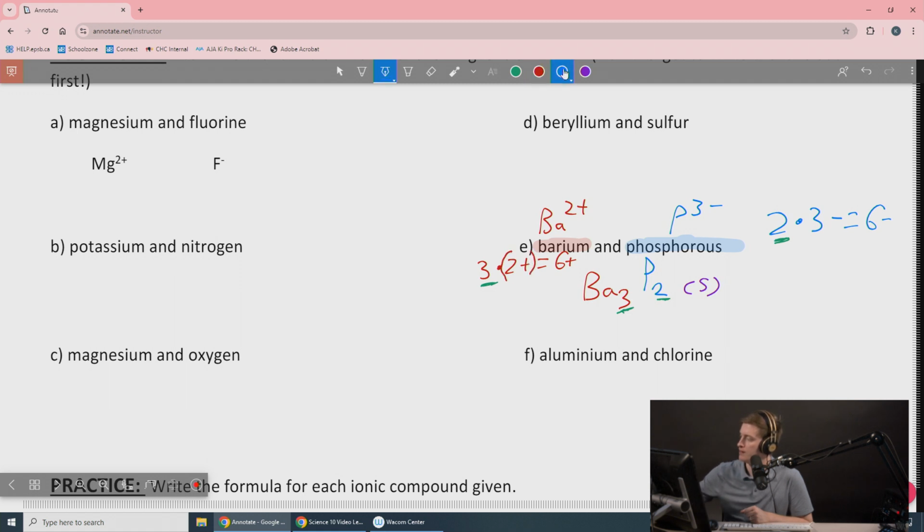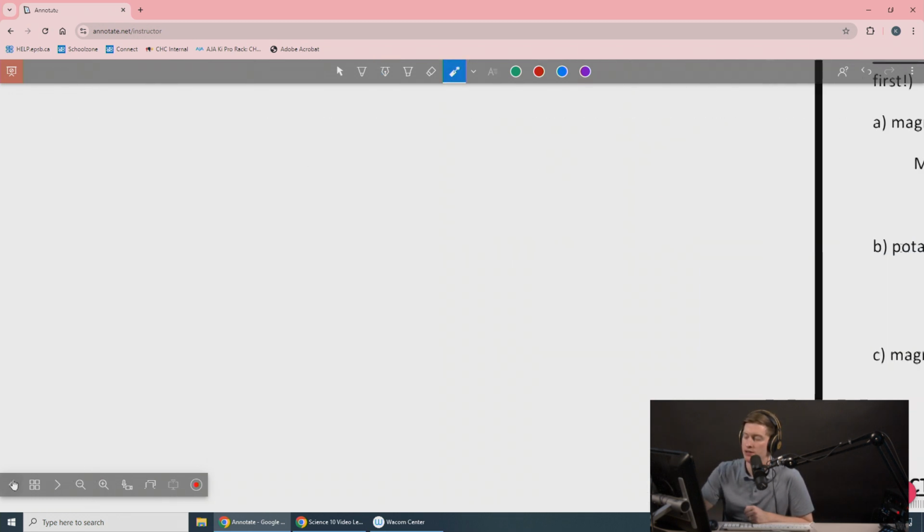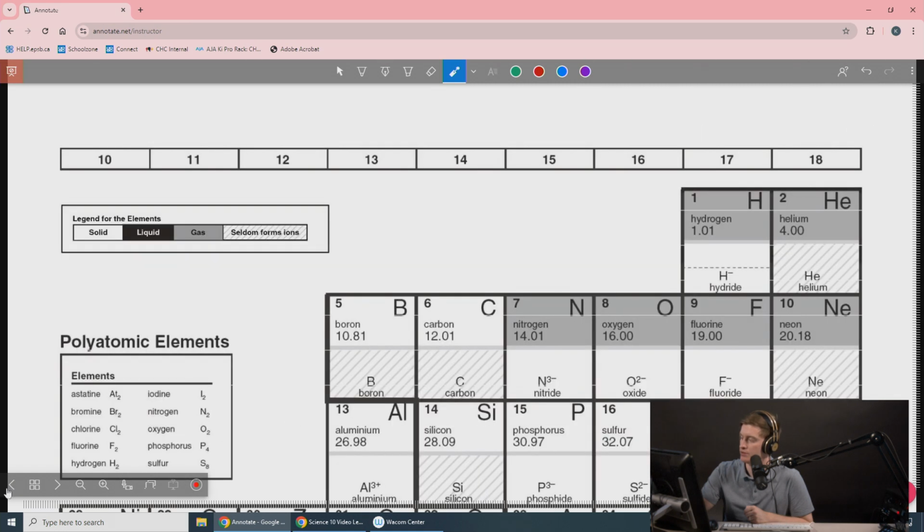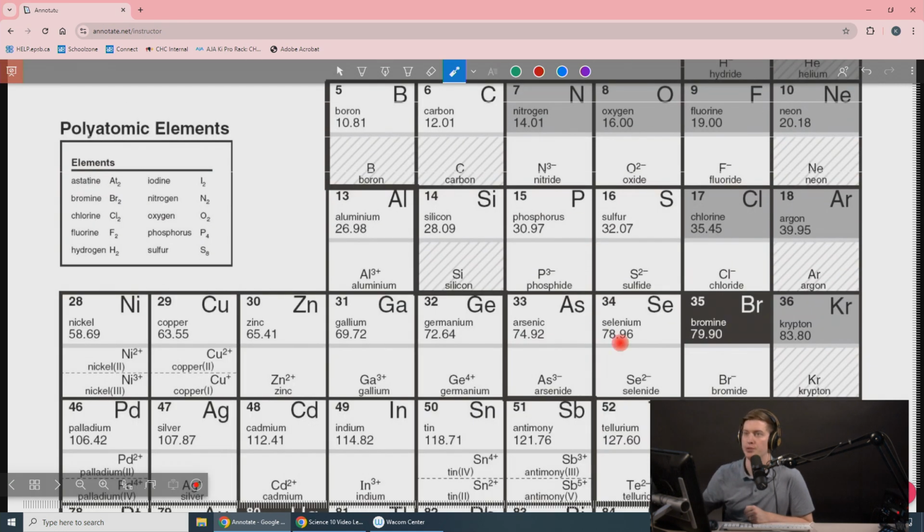I'm just going to put brackets around these charges to show that's what I'm multiplying. If I'm going to name this, it's not called barium phosphorus. Remember that this anion gets the ending "ide", so the name of this compound is barium phosphide. And you can find those anion names in the bottom of the nonmetals on your periodic table. So phosphide is written right there.